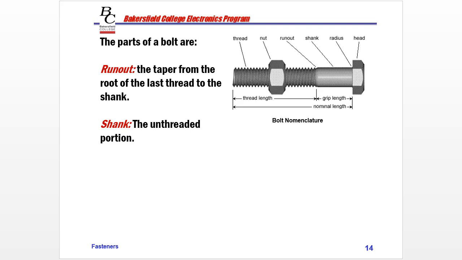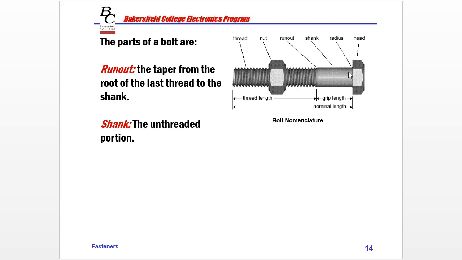Now let's take a look at the parts of a bolt. So here we have the bolt head, and the head can be in a lot of different configurations. This happens to be a hex head bolt. Then we have the radius on the shank.